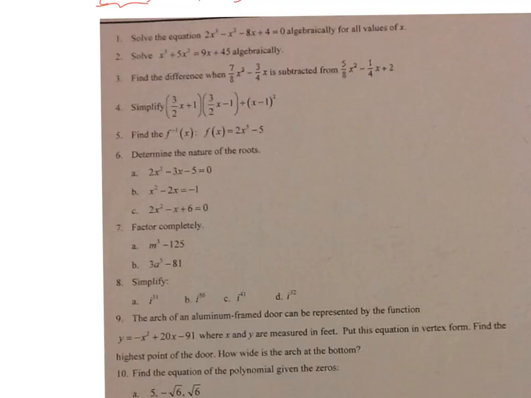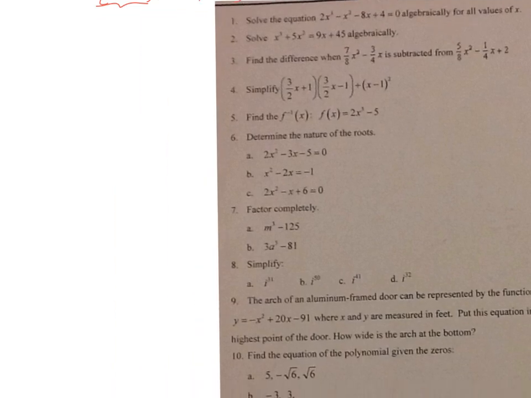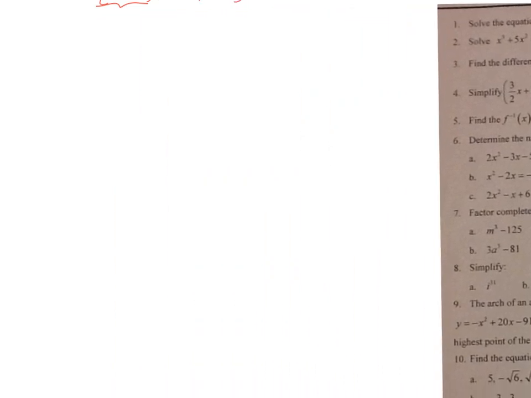Okay, so let's take a look at number 2. We want to solve algebraically. Again, I see that it's not equal to 0, first of all. I want to take that equation and set it equal to 0. So first, let me write it down: x to the third plus 5x squared equals 9x plus 45. I first want to set it equal to 0, so I'm going to minus 9x.